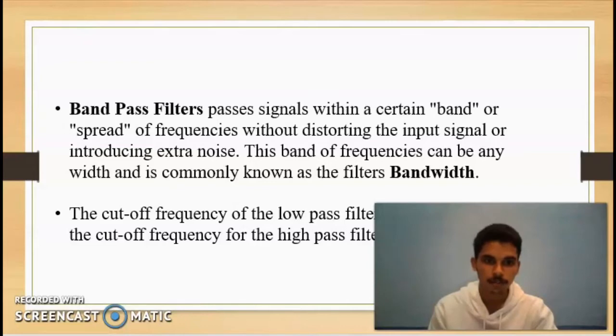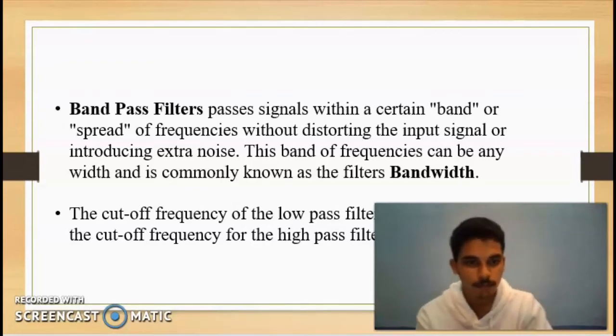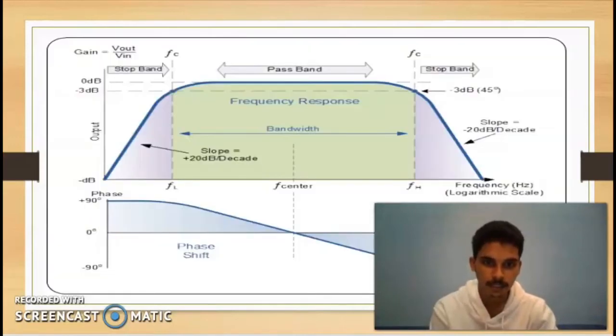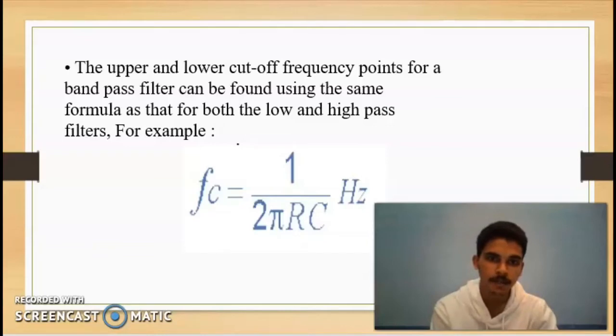This band of frequencies can be any width and is commonly known as the filter bandwidth. The cutoff frequency of the low pass filter must be higher than the cutoff frequency of the high pass filter. So this is the graph for the output and the frequency gain. And then the upper and lower cutoff frequency points of a band pass filter can be found using the same formula as for both the low and high pass filter.